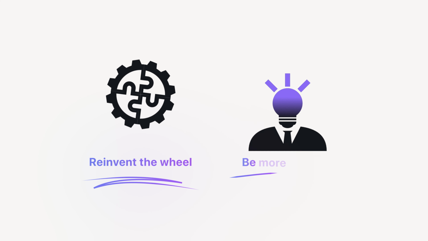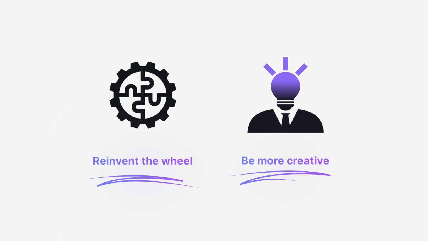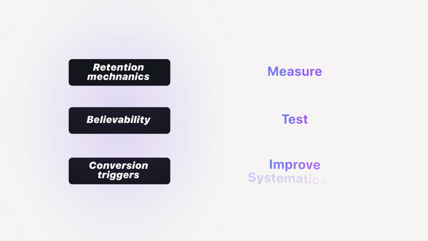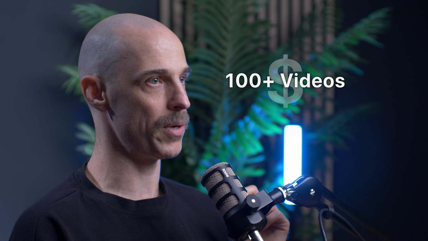Most people think to make a better UGC, you have to reinvent the wheel or be more creative than anyone. And that's not it. The real difference comes down to 3 mechanical elements that you can measure, test, and improve systematically. And when I say these 3 things account for 81% of the performance difference, I'm not making that number up. I tracked it across hundreds of videos with real ad spend behind them.